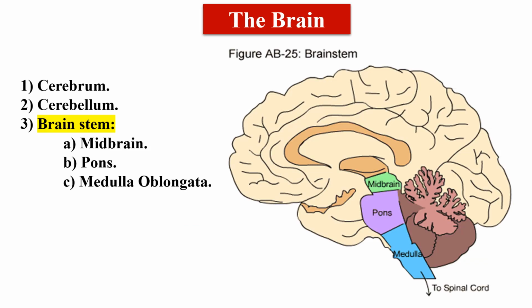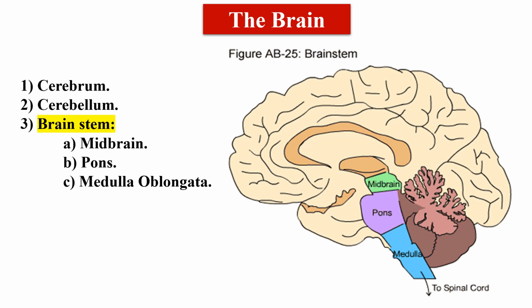At first, you must know that the brain is formed of multiple parts. The first part of the brain is called cerebrum. The second part of the brain is called cerebellum. The third part is called brainstem. Let's go to the diagram on the right side.